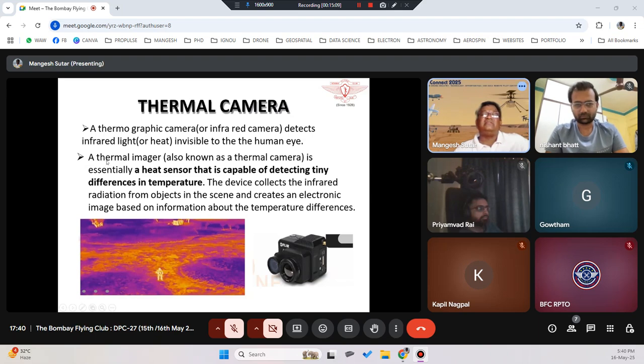It's in the infrared spectrum. The thermal imager, also known as a thermal camera, is essentially a heat sensor capable of detecting tiny differences in temperature. The device collects the infrared radiation from objects in a scene and creates an electronic image based on the information about the temperature differences. So the pictures you are seeing are created based on temperature differences, and automatically the picture gets created on your screen, your display, or maybe in your station.